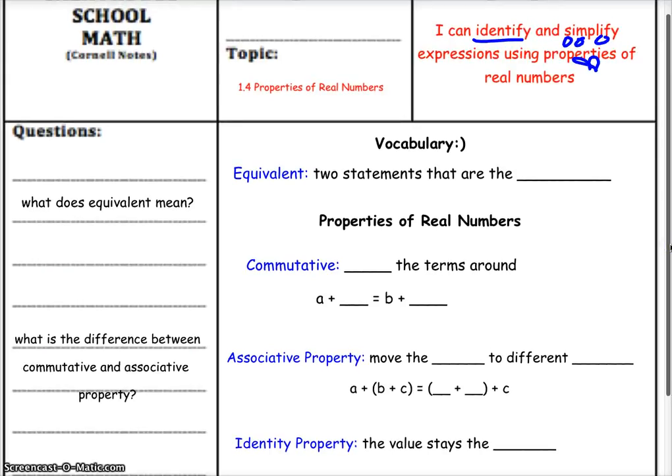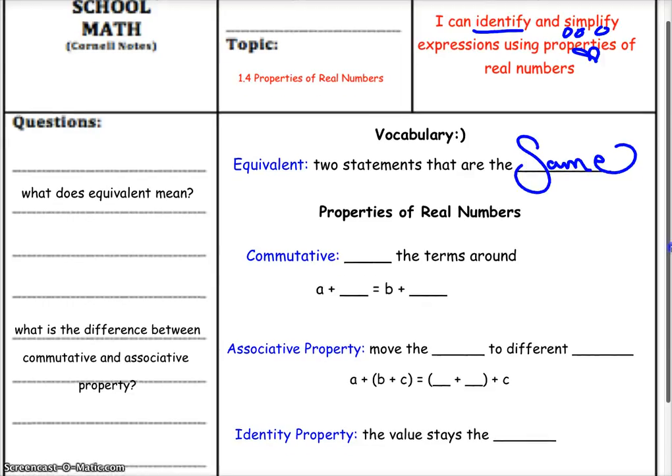Equivalent just means two statements that are what? That are the same. Yeah, you knew it. If I say they are equivalent, it means they are equal. It means they are the same. So these properties we've been exposed to for a long time, but sometimes we forget.